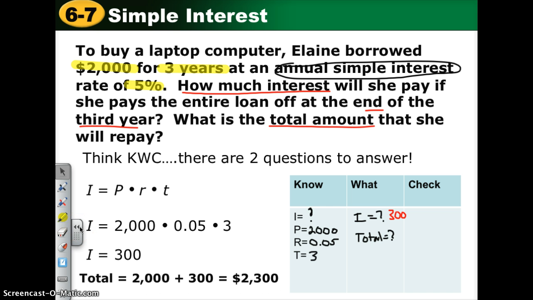To get the total, we need to add the principal amount, which was the amount of money borrowed, plus the $300 of interest. So principal plus interest, and we get a total of $2,300. So the 300 represents just the interest. The $2,300 is the total amount of money that Elaine would have to pay after 3 years for the laptop computer.